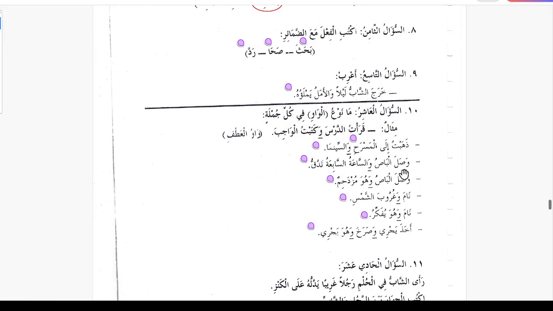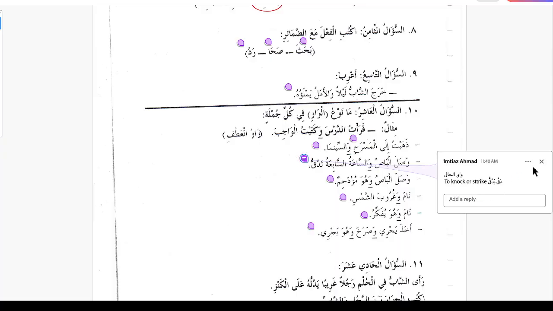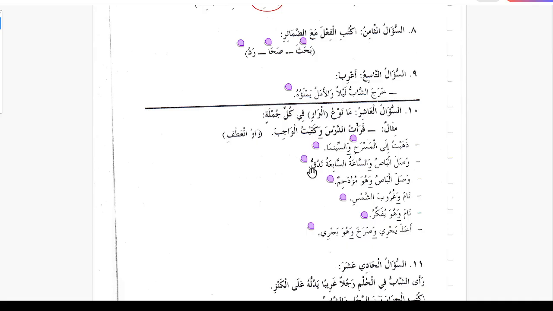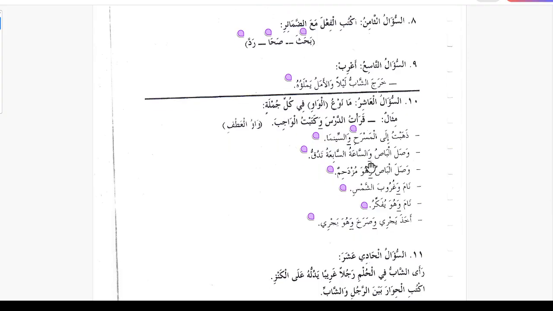And then the next one is wasala al-basu wa as-sa'atu as-sabi'atu tadukku. The bus reached, and the clock at seven. So dakka yadukku, to knock or to strike. So the bus reached, and the clock struck seven, like the clock just turned seven when the bus reached. So this waw is wawul hal. At what time did the bus reach? At the time when the clock was at seven.